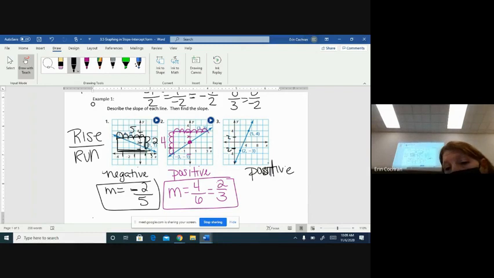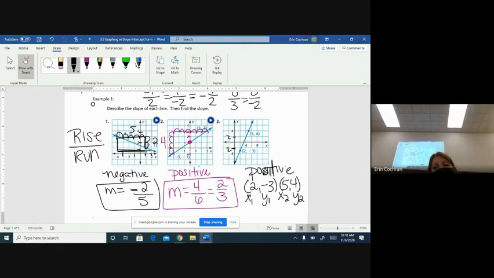Okay, so I'm just going to write my points. Does it matter which order I write my points? Could I write 5, 4 first and then 2, -3? Yeah, it does not matter. I'm going to go ahead and just label X1, Y1, and then X2, Y2. And again, it doesn't matter. You could have had 5, 4 as your 1s and then 2, -3 as your 2s. It does not matter.